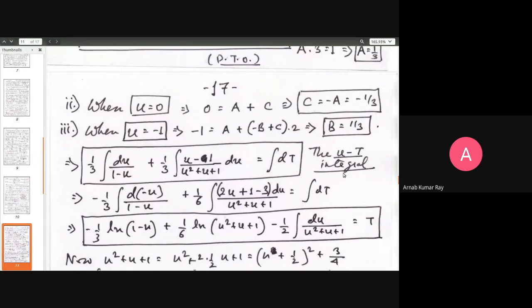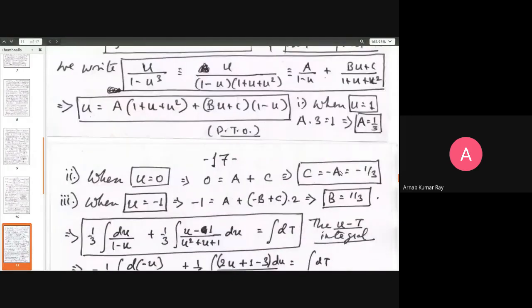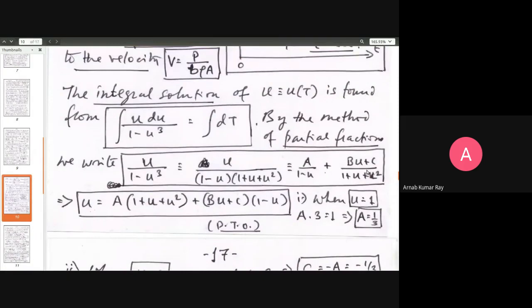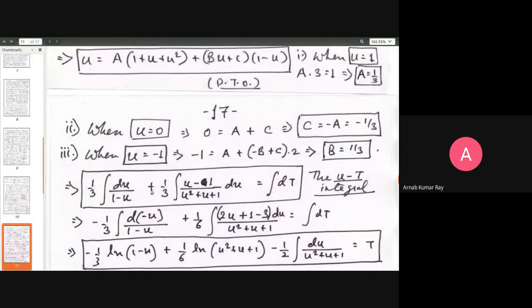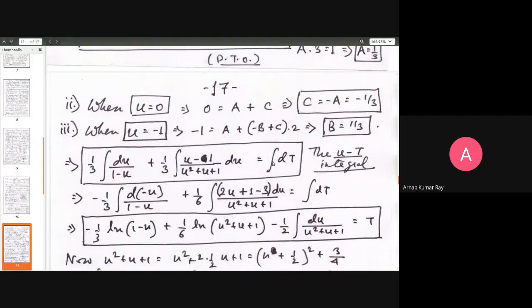Okay. So now a is equal to 1 by 3, b is equal to 1 by 3, and c is equal to minus 1 by 3. If you have split this integral into two partial fractions, this is what your integral will be like. 1 by 3 du by 1 minus u. This is a, and this is bu plus c, but b is 1/3 and c is minus 1/3. So the minus stays over here and 1/3 comes out. Okay, so this is it, and the last term is dt. So this is the u-t integral.